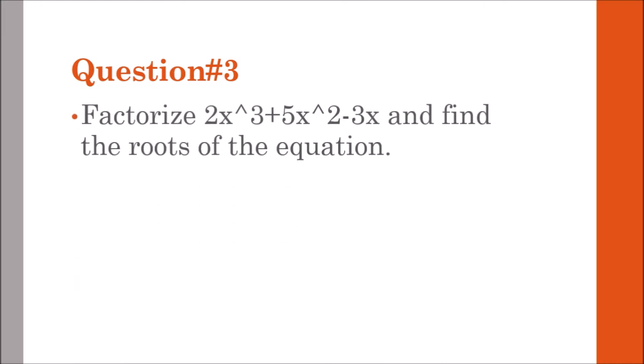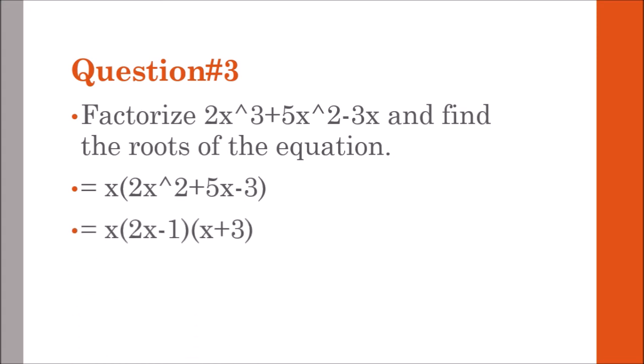Question number 3. Factorize 2x to the power of 3 plus 5x to the power of 2 minus 3x and find the roots of this equation. Okay, what is common in this equation? In this equation, x is the common factor, and we can write this equation like this. Then we need to factorize 2x to the power of 2 plus 5x minus 3 to find the roots of this equation, and when we factorize it, we are finding x multiplied by 2x minus 1 and multiplied by x plus 3, and the roots of this equation are 0, 1 over 2 and negative 3.